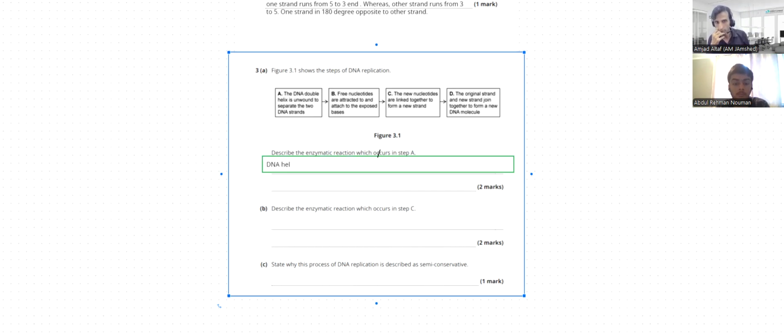Enzymatic reaction which occurs in step A. DNA helicase breaks the hydrogen bonds between the two strands of DNA. Okay, and describe the enzymatic reaction which occurs in step C. Linked together to form. Good.